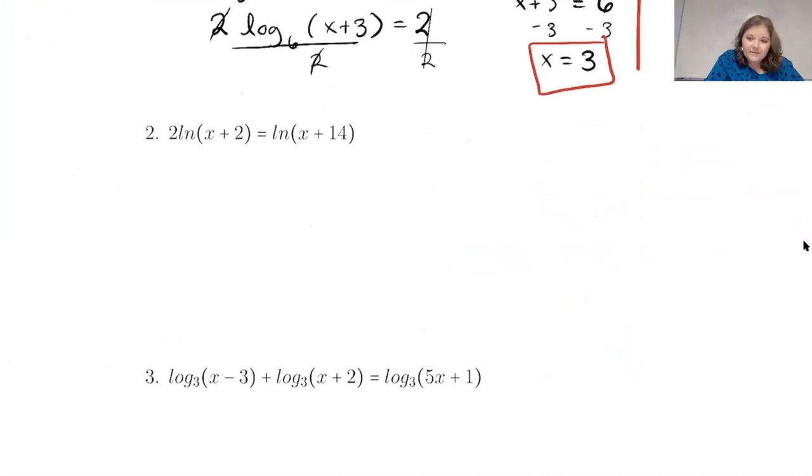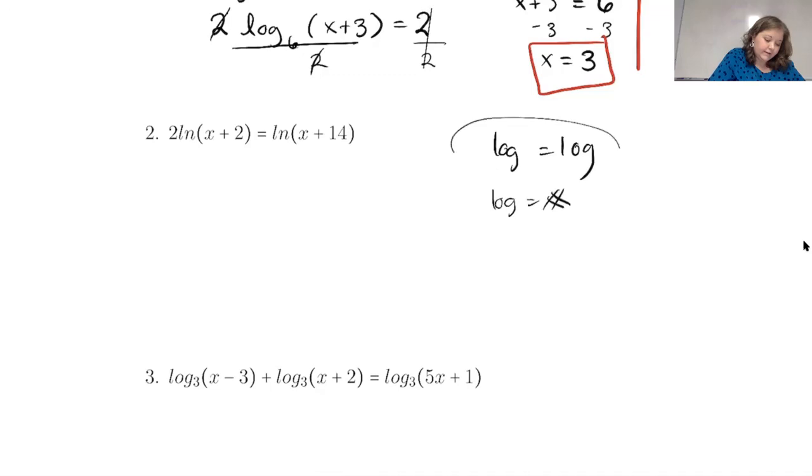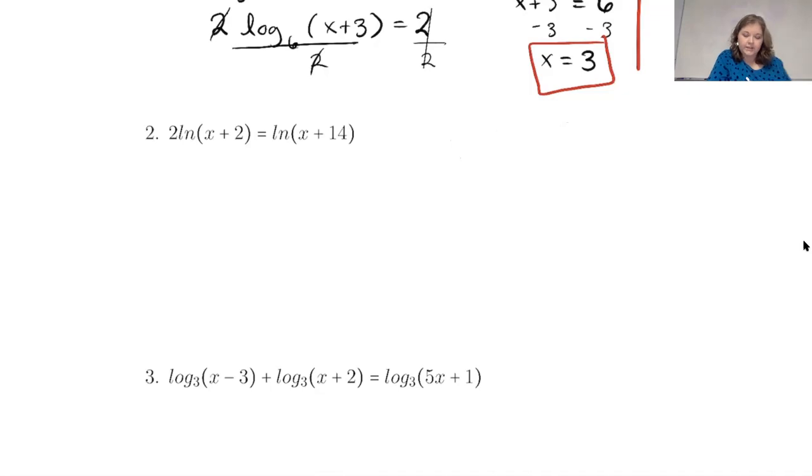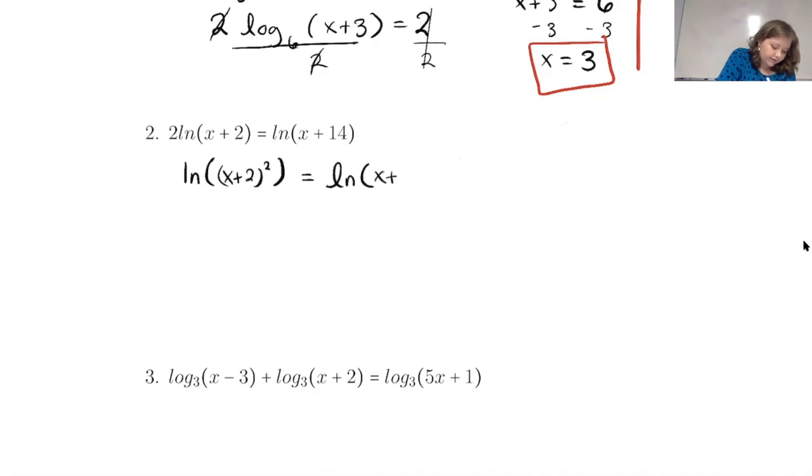So we need it to be in either the form of log equals log or log equals a number. This one will be easiest to get into the log equals log form because we already have logs on both sides of the equation. So all we have to do is make sure that this 2 goes into the inside of the equation as an exponent instead with one of our expanding and contracting properties. I believe it was property number 3. So natural log of x plus 2 squared equals natural log of x plus 14.